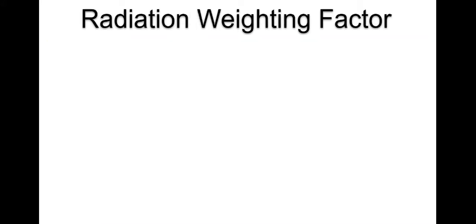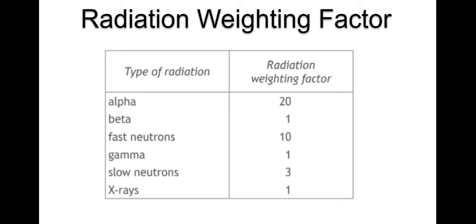Now, this radiation weighting factor is basically a measurement of how dangerous a type of radiation is if we absorb it. So alpha, because it's the most ionizing, has the largest radiation weighting factor of 20. This table that you can see on the screen here is given in the datasheet on the inside cover of your exam paper, and it tells us the weighting factor for each different type of radiation you're likely to come across.